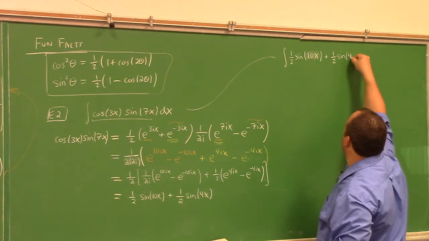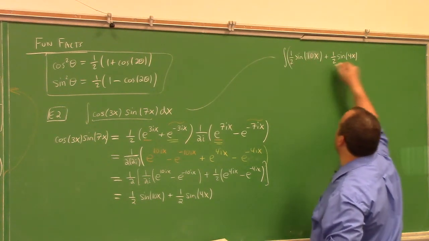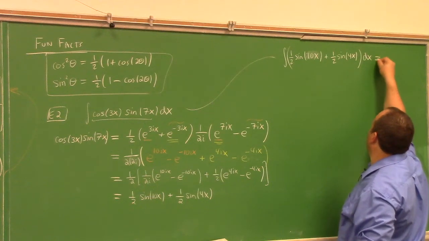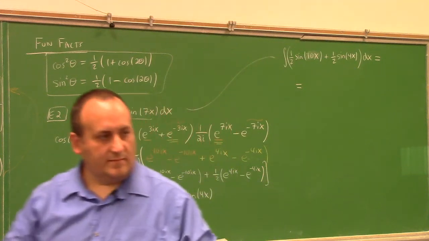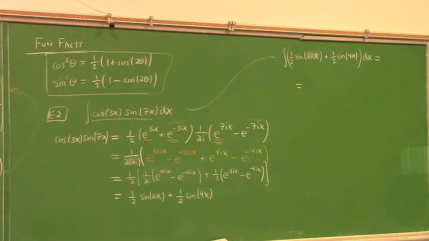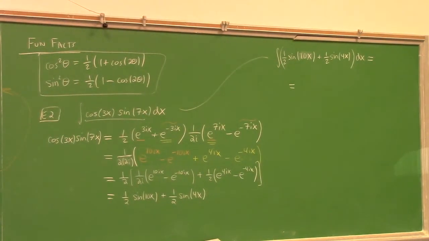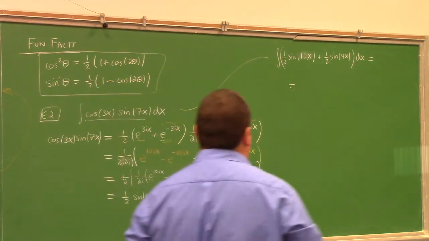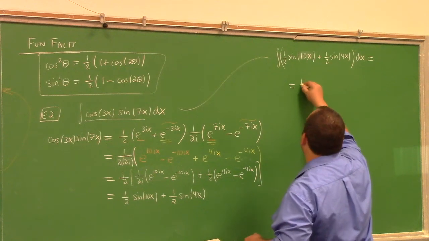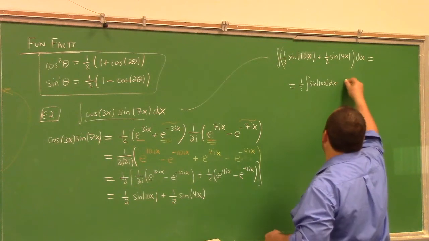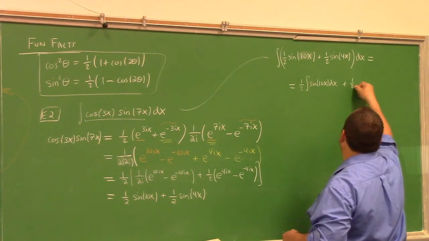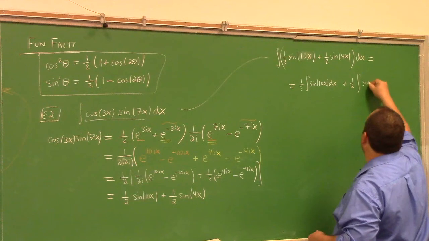How can I do these kinds of integrations? I can use a u substitution, right? Actually, 2 u substitutions, right? I'll break it up into 2 pieces. So I have 1/2 integral of the sine of 10x dx plus 1/2 integral of sine of 4x.